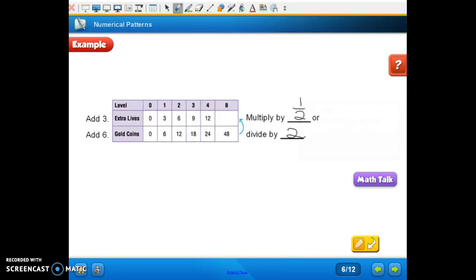Okay, so now my presentation brings the chart up again that reminds us to multiply the gold coins by 1/2 or divide the gold coins by 2.